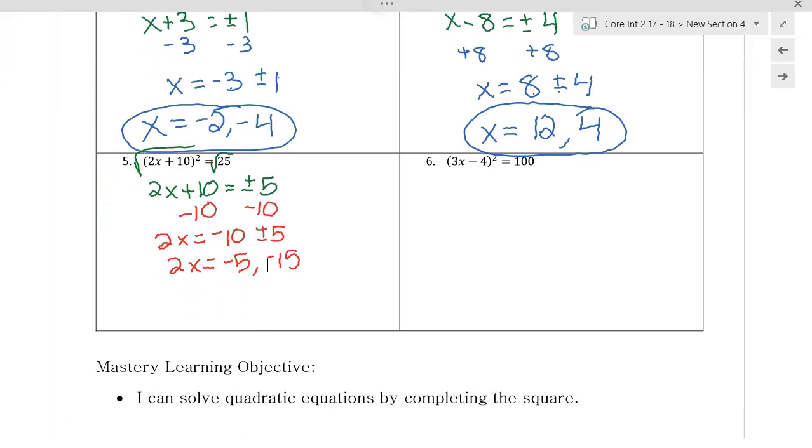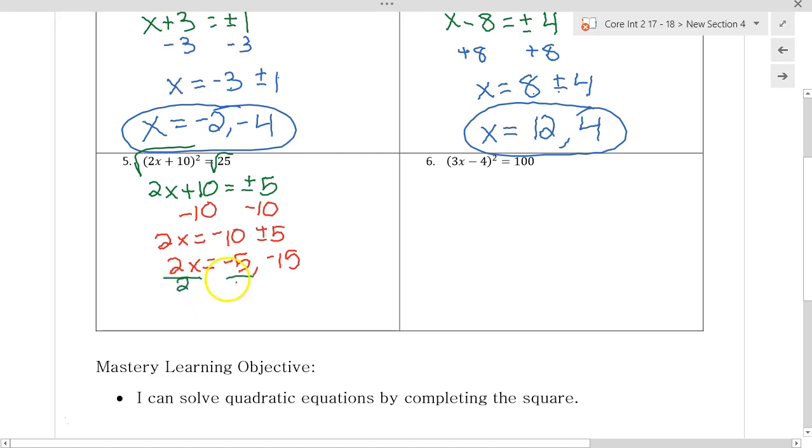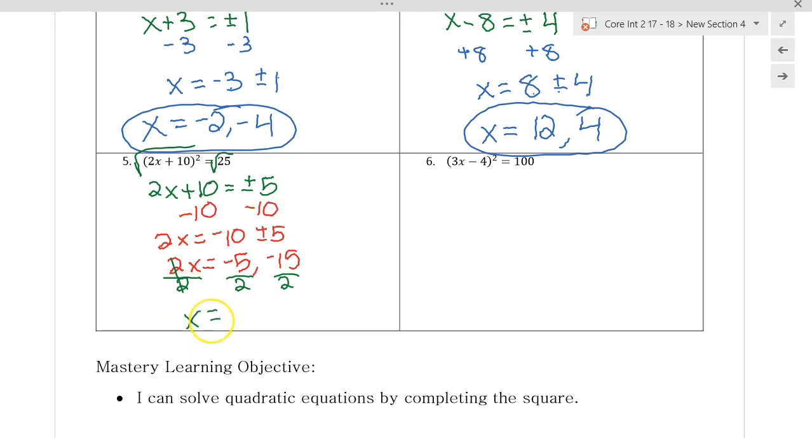Now I still need to solve for x. So I'm going to divide by 2. And I'm going to divide both my answers on the other side by 2 as well. X equals negative 5 divided by 2 is negative 5 halves. Negative 15 divided by 2 is negative 15 halves.